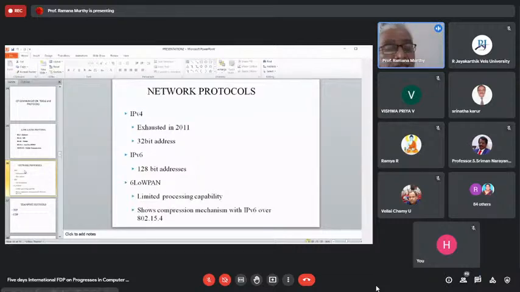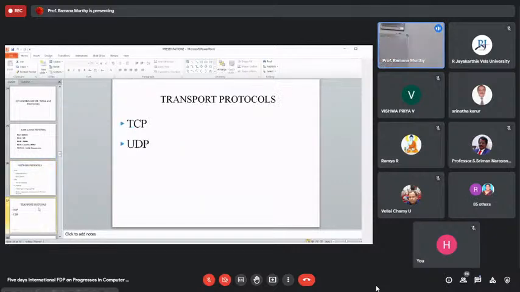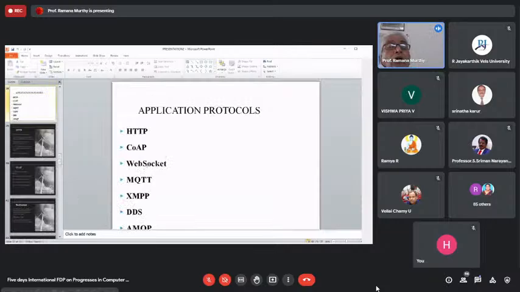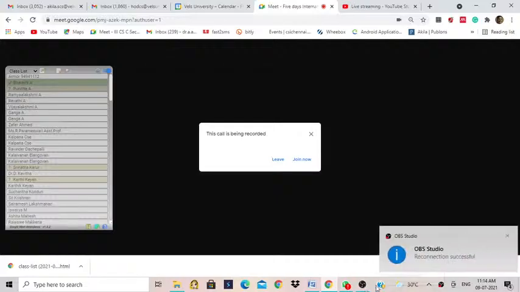If you go to 6LoWPAN, it has limited processing capability and the data compression rate is also very low. In the transport layer, you know very well, there are only 2: one is the Transmission Control Protocol, the other is UDP, the User Datagram Protocol. TCP is meant for controlling the transmission, and you also have to be aware of what type of mode you are adopting.